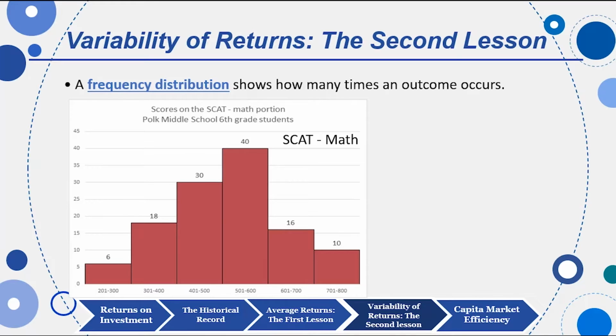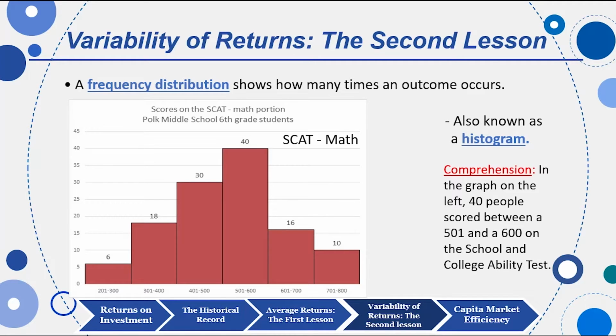Here's an example of a middle school, Polk Middle School, 6th grade students looking at the SCAT scores, school and college ability test for 6th graders, and then how many fall within 501 and 600. And you just count them. You count the number of data points, and we see that 40 people scored between a 501 and a 600 on the SCAT test. So these are called frequency distributions.